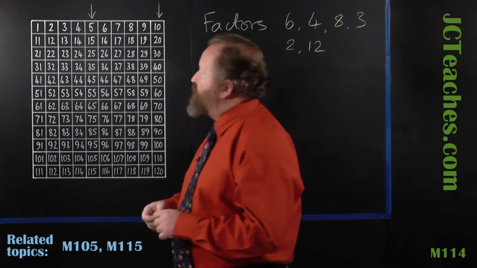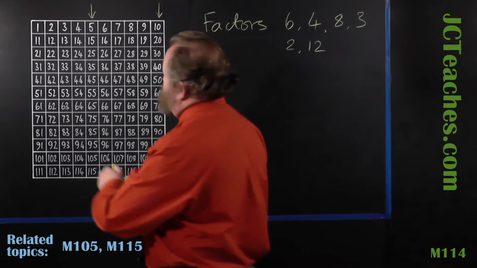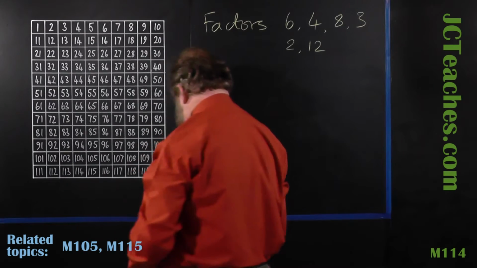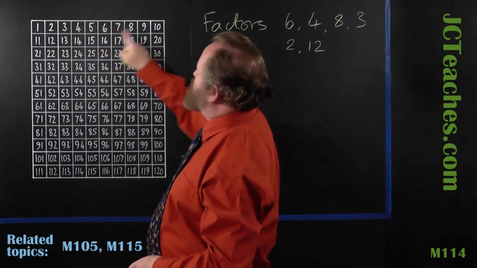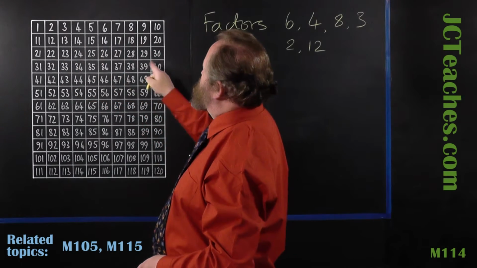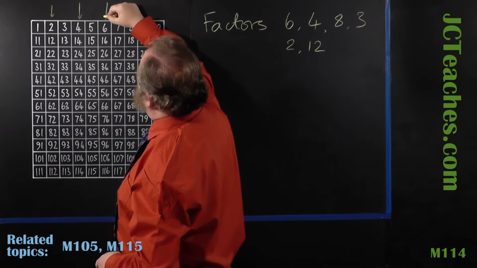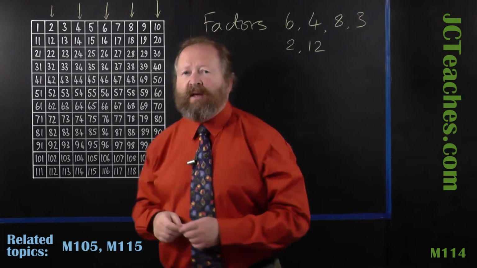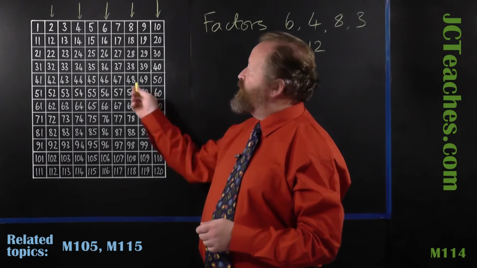We could do a few others. 2 goes into all of those numbers down there. So if you work out your 2 times table on here, you've got 2, 4, 6, 8, 10, 12, 14, 16, 18, 20, 22, 24, 26, 28, 30. So all of those going down that column, and all of those, are multiples of 2. And 2 is a factor of all of those numbers.